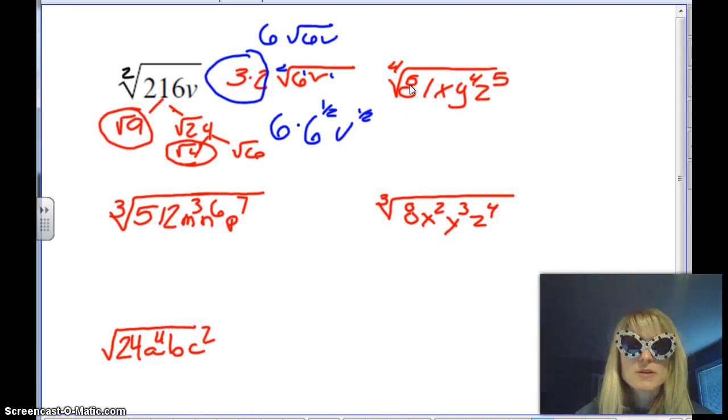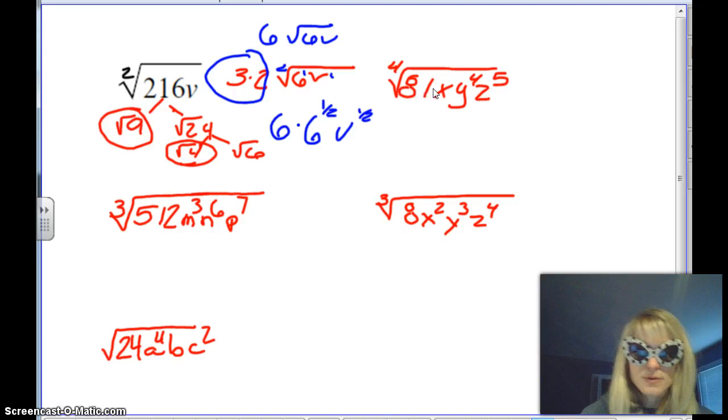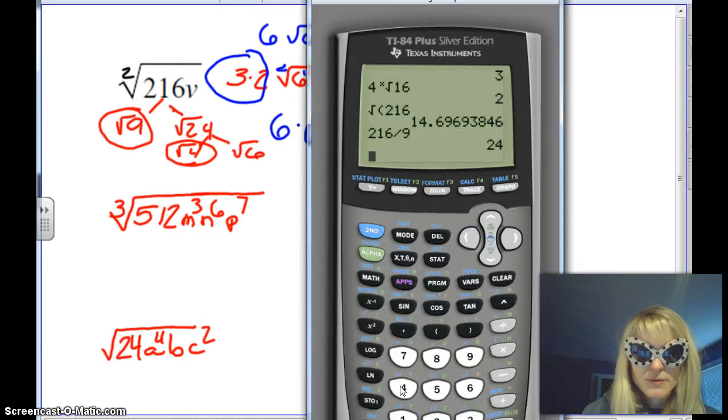Okay, so let's look at this one now. This one is to the 4th root. Again, I want to see if there's a perfect answer for the 4th root of 81. So I'm going to bring up my calculator. I want the 4th root of 81. So I'm going to bring up my 81.